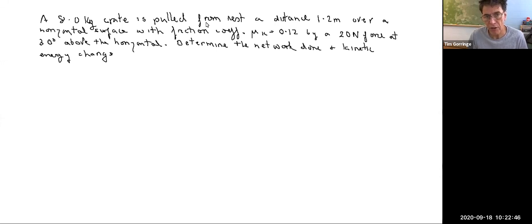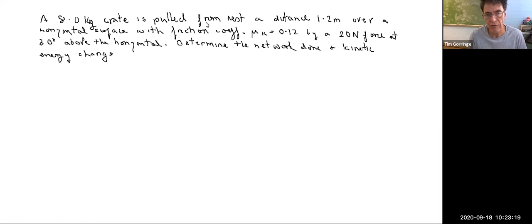We're told that the crate has mass 8 kilograms. We're told that the crate is pulled across the floor with a 20 Newton force that's acting 30 degrees above the horizontal. We're told that there's friction between the floor and the crate, and the coefficient of friction is 0.12. And finally, we're told that the crate is moved 1.2 meters across the floor.